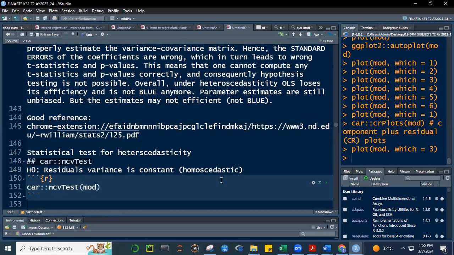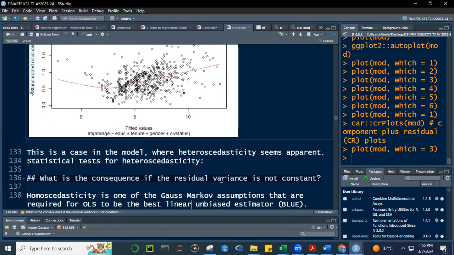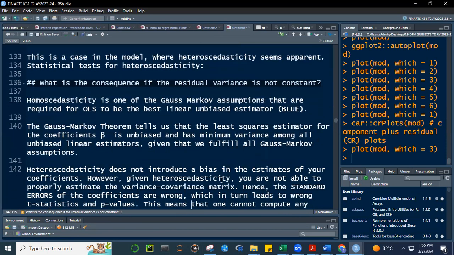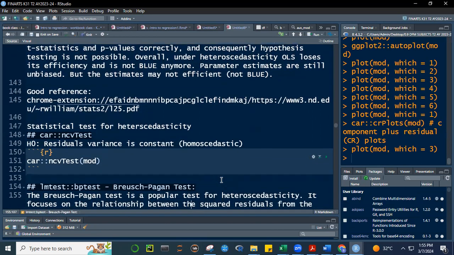Okay, let's first test, class. Kasi visual lang tayo. Mas maganda kung visual at saka statistical yung test natin. So we can make use of this one. From the car package, we have this non-constant variance test. Okay? Pakitakbo nga, class. And the null hypothesis is that the residual variance is constant or homoscedastic. NCV, non-constant variance test, with the null hypothesis that the residual variance is constant.